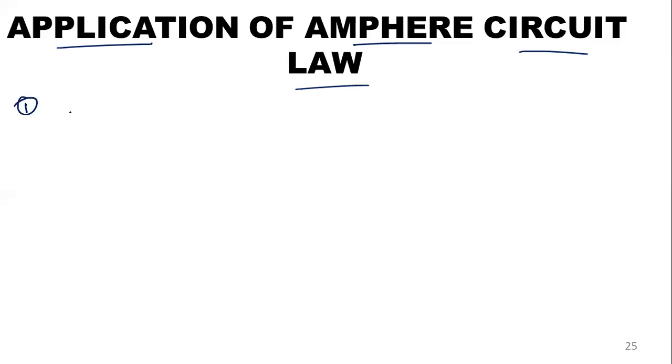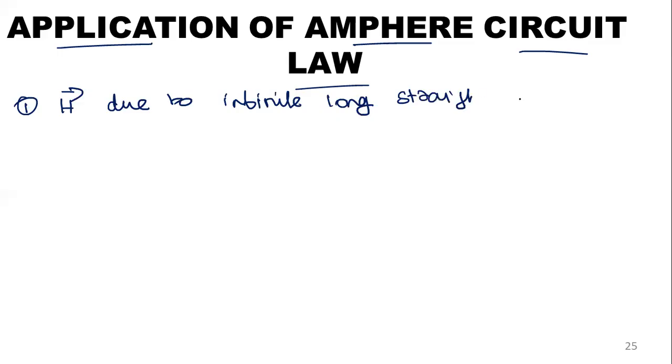First one, to find the magnetic field intensity H due to an infinite long straight conductor. So by using Ampere's circuital law, how will you find it? Just compare and study modules 2 and 3, then it will be very easy. If you study 2 and 3 separately, it will take you double the time. If you compare and study, it will take you half the time of studying separately. So make sure that you compare and study modules 2 and 3.